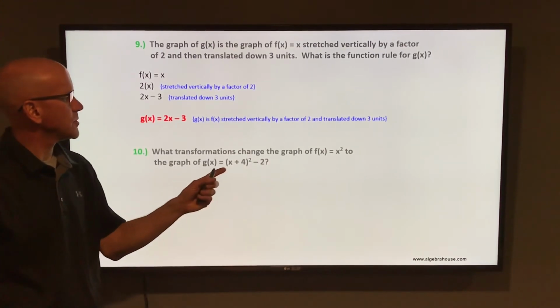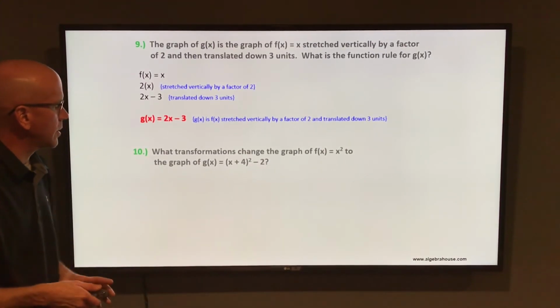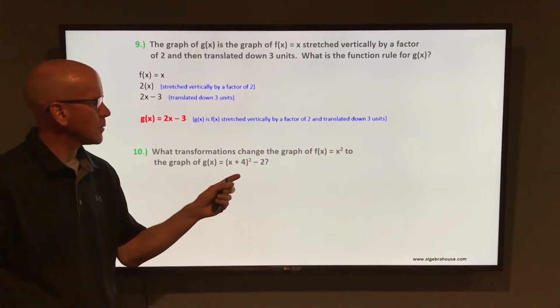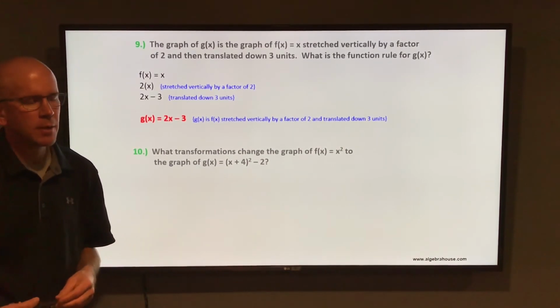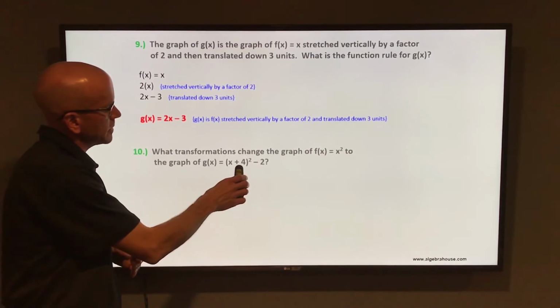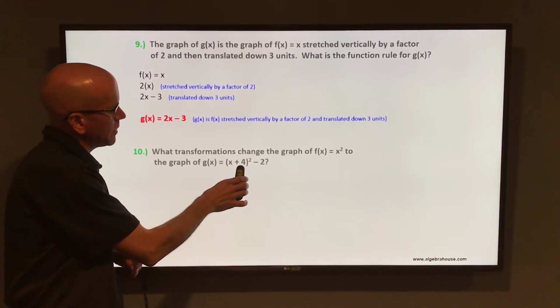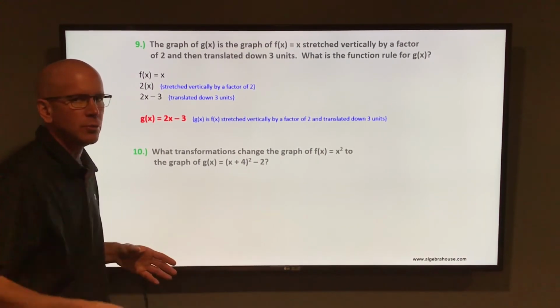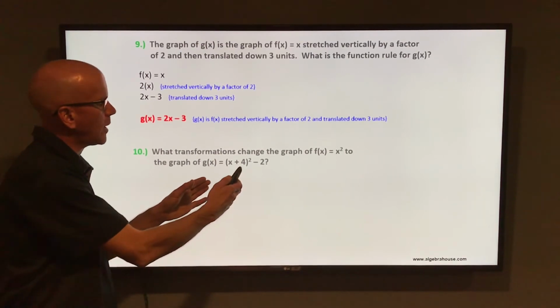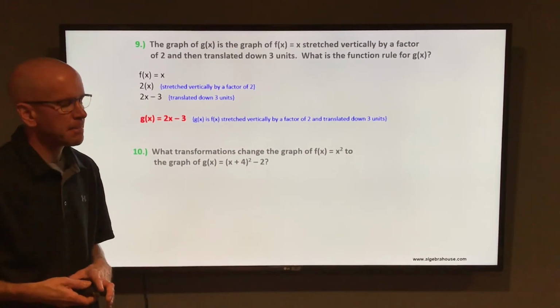What transformations change the graph of f of x equals x squared to the graph of g of x equals (x plus 4) squared minus 2? Well, you can see two things taking place there. You're adding 4 to the value of x, and you're subtracting 2 from the value of y. The value of y is the whole right side.